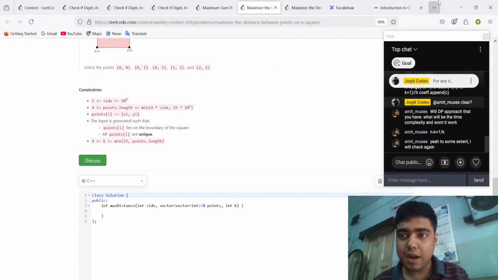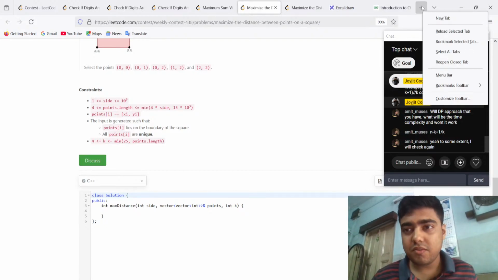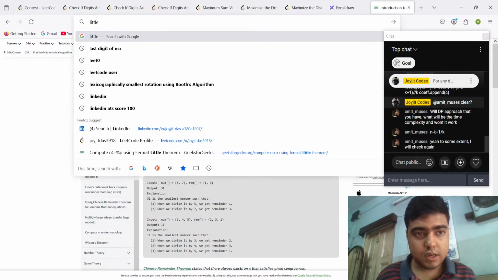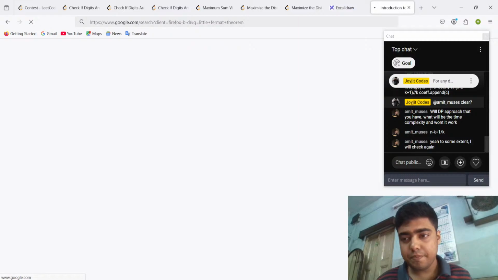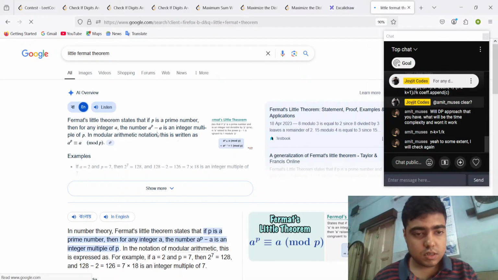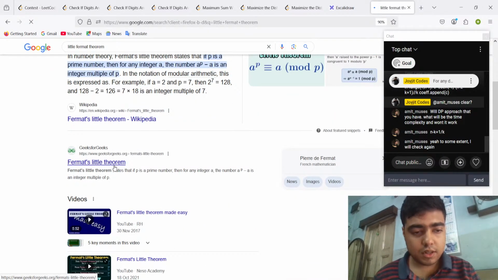Okay, Little Fermat, I don't remember what it is. It goes by somewhat that name only. Little Fermat theorem. So it does. Oh, okay. I think Little Fermat is a different theorem.